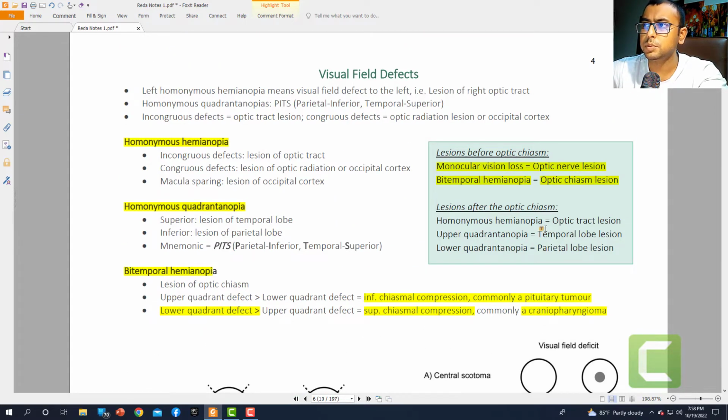Homonymous hemianopia means an optic tract lesion. Upper quadrantanopia means a temporal lobe lesion, and lower quadrantanopia means a parietal lobe lesion. So you must know these two things: upper quadrantanopia means temporal lobe, and lower quadrantanopia means parietal lobe lesion. Very common, very small things. You must remember this important relationship.